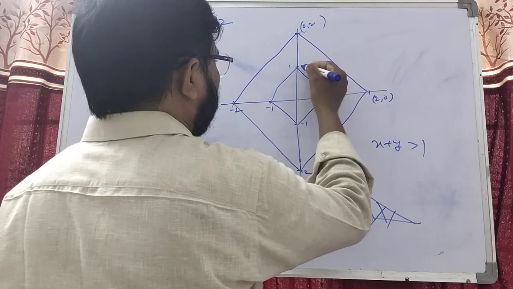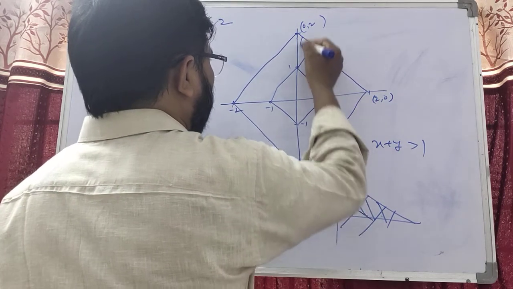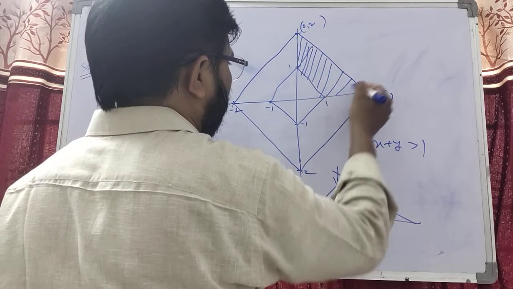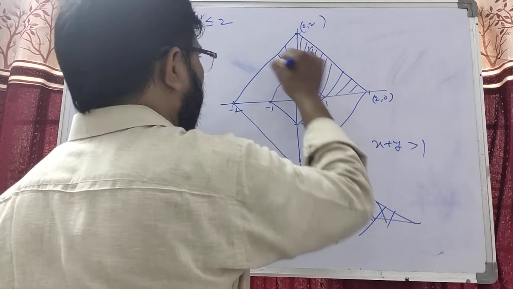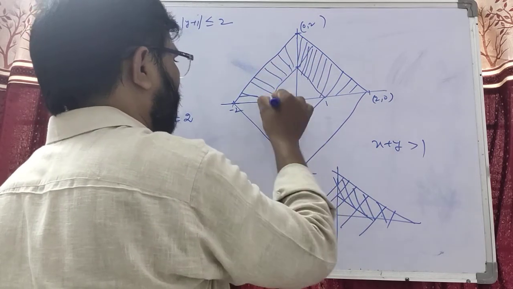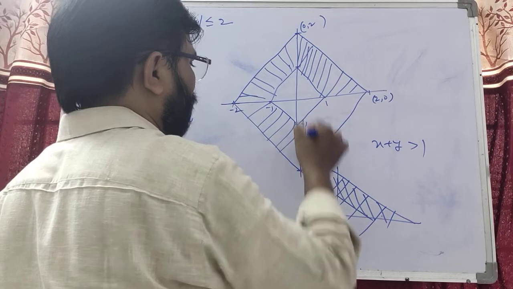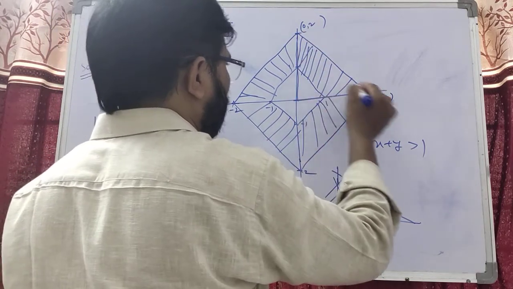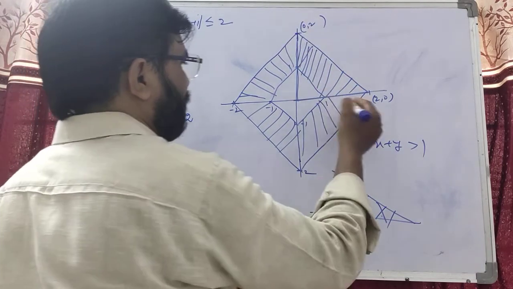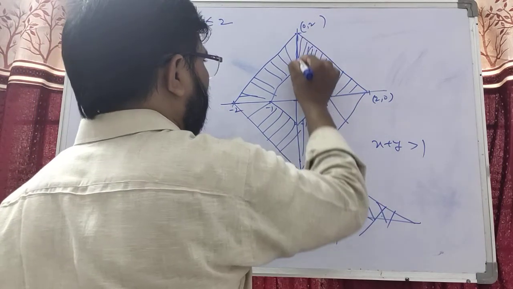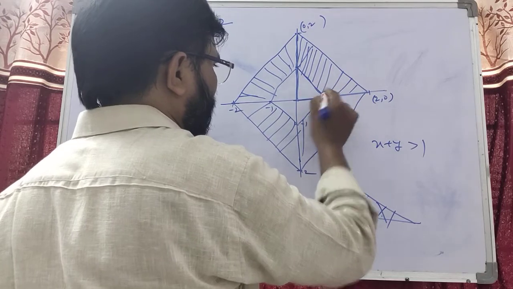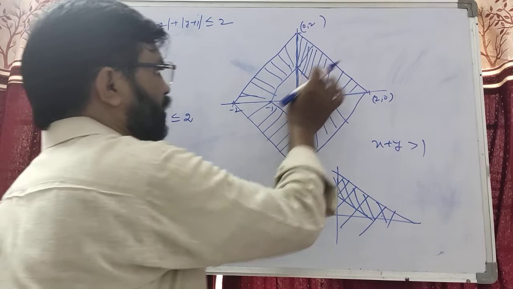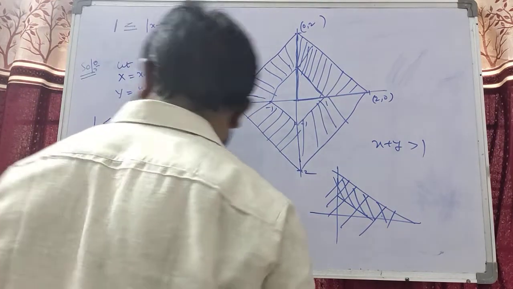Dear students, this is our required area. How to find this area? First you have to find the first quadrant area. This is the first triangle, and this is the other triangle. Now we subtract the smallest triangle's area from the biggest triangle's area.